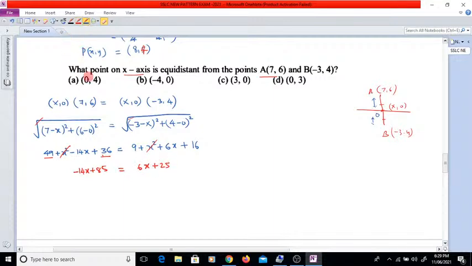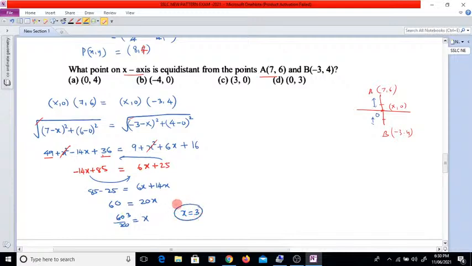So now reshuffle the terms, transfer this 14x onto the right hand side and 25 onto the left hand side, that is 85 minus 25 equals 6x plus 14x. This is 85 minus 25 is 60, equals 6x plus 14x is 20x. So 60 divided by 20 equals x. So therefore x equals 3.